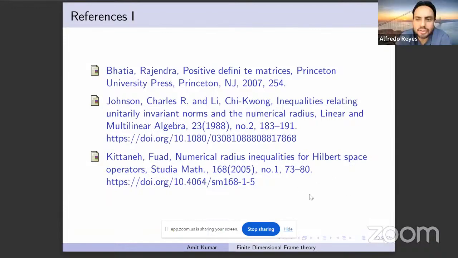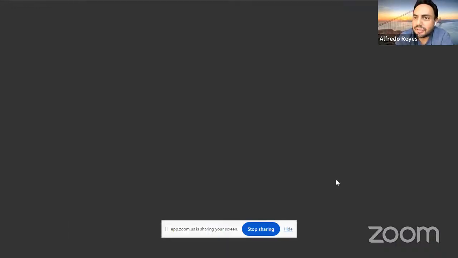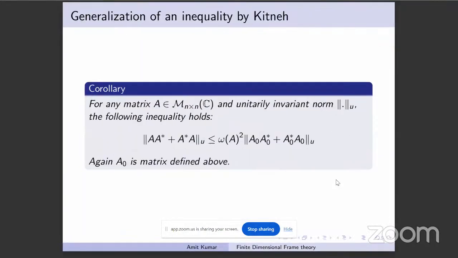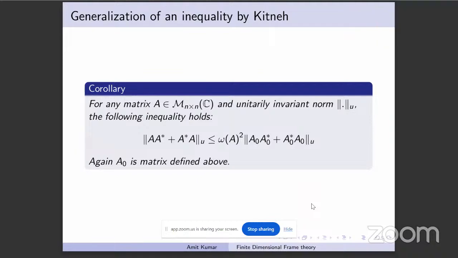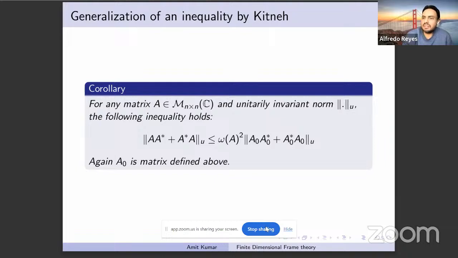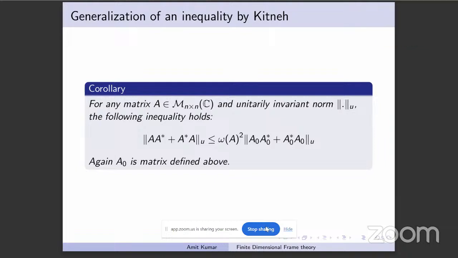Thanks, Professor Kumar, for your talk. Thank you. Is there any question? Any comments for Professor Kumar? No? Well, thanks again, Professor Kumar. Thank you, sir. Can I stop sharing? Yes, please. Okay, thanks.